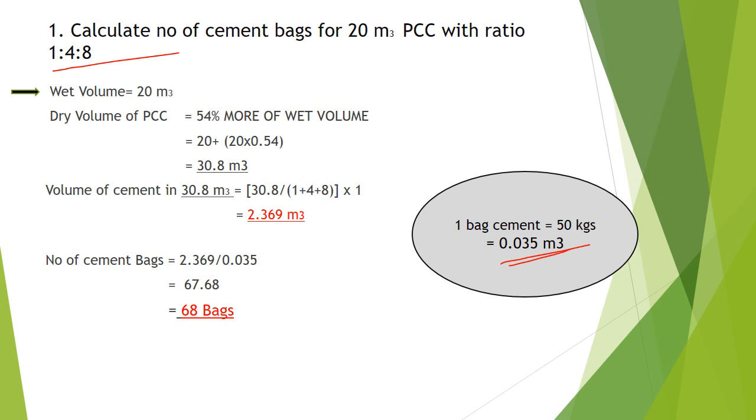Now we need to learn this by heart. One cement bag is equal to 50 kgs, which is nothing but 0.035 meter cube. So now this is the easy formula. Number of cement bags is equal to the total volume of cement divided by the volume of one bag of cement, which is 2.369 divided by 0.035, which is 67.68. As we need to find the number of bags, we need to round it up to 68 bags. So the total number of cement bags in 20 meter cube of PCC is 68 bags.